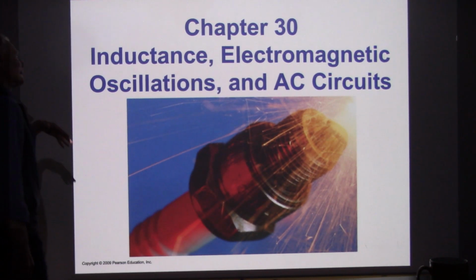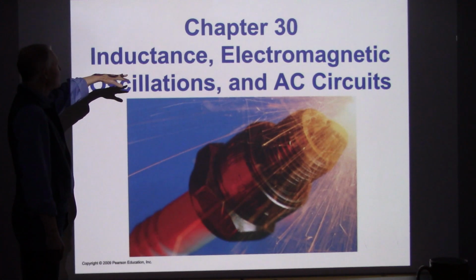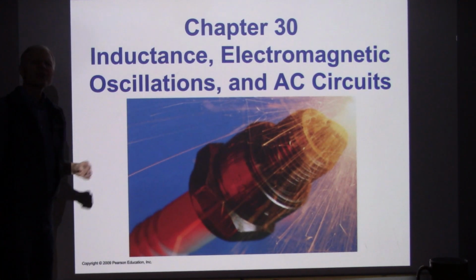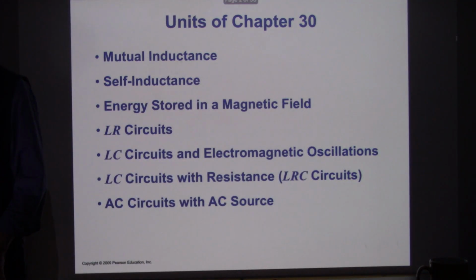Now, chapter 30, kind of like these previous chapters, what are the names? The title of the chapter is: inductance, electromagnetic oscillations, and AC circuits. It's mostly circuit stuff that we're going to be looking at in the chapter. So let's go ahead and get started.